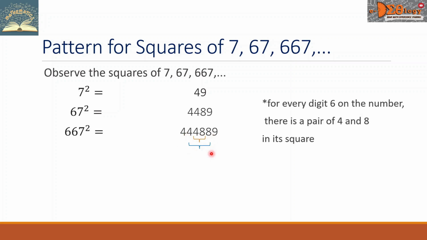Now we can conclude. For every digit 6 on the number, we have here 2 digits of 6. There is a pair of 4 and 8 in each square. Since we have 2 digits of 6, there are 2 pairs of 4 and 8 also.